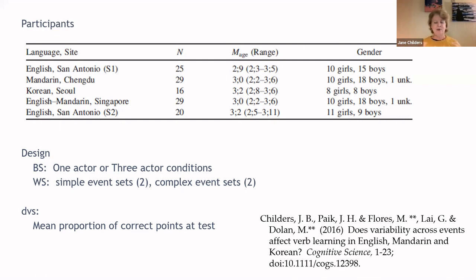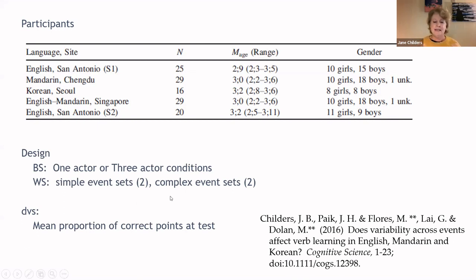We asked a pretty simple question, which was, do children learn verbs better when they see one actor versus 3 actors or agents? And then does it matter how complex the event is? Remember, Fisher's study, the events are pretty simple. They're body movements and the one that they do the best at. So I started thinking maybe the complexity of the event is important.